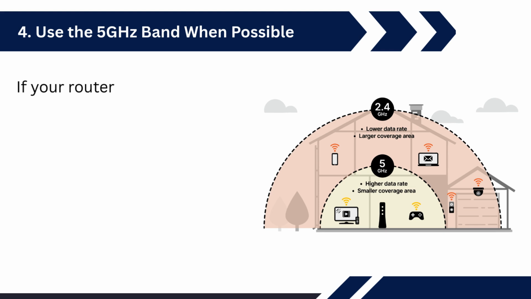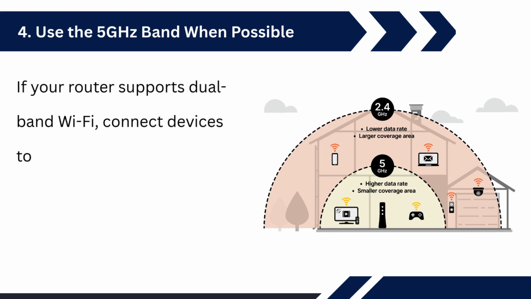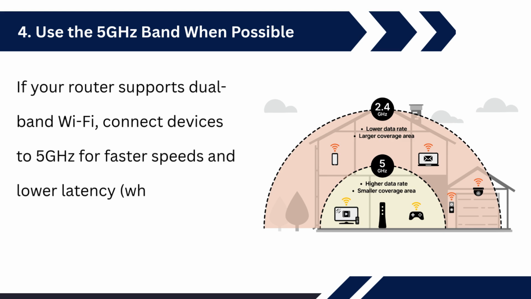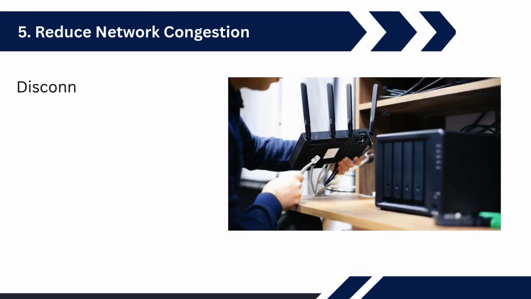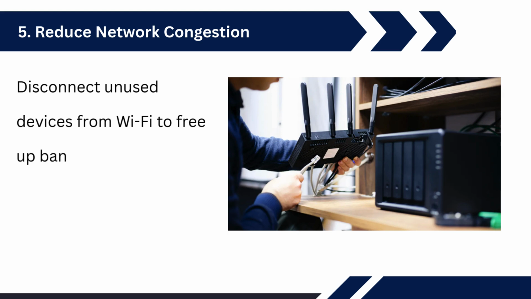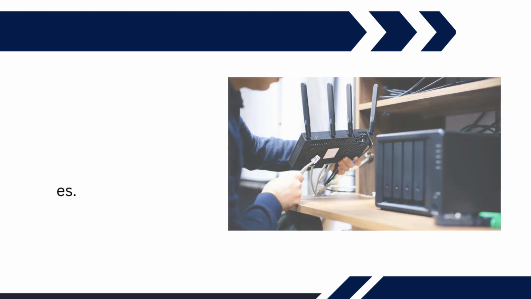4. Use the 5 GHz band when possible. If your router supports dual-band Wi-Fi, connect devices to 5 GHz for faster speeds and lower latency, when in range. 5. Reduce network congestion. Disconnect unused devices from Wi-Fi to free up bandwidth for your IoT devices.